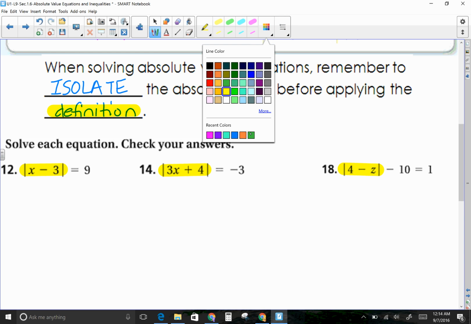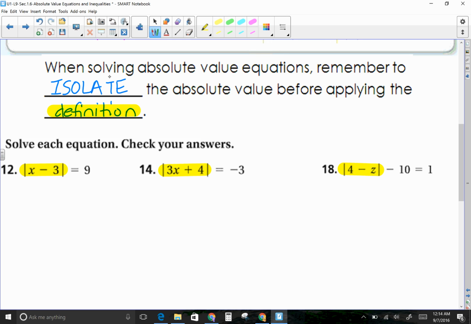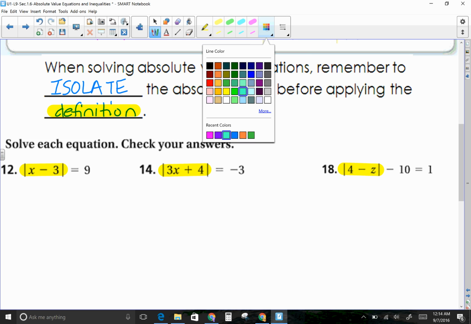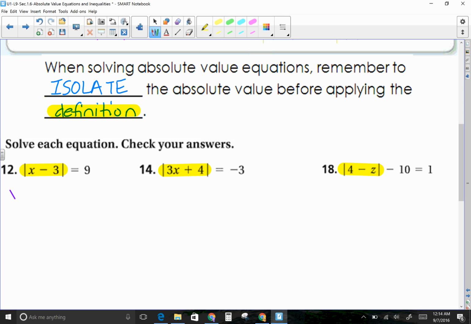Okay, so let's go into the absolute value of x minus 3 equals 9. So the first thing you want to do when you're doing this is to determine whether or not it's been isolated. Is the absolute value all by itself? It is, and since it's all by itself, there's nothing being added or multiplied over here, then I'm going to write it just like I see it.